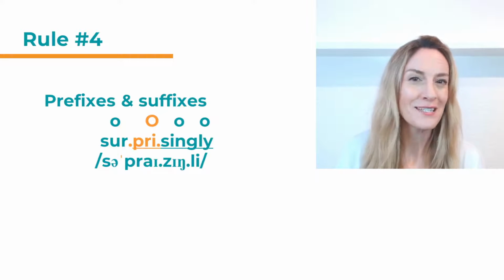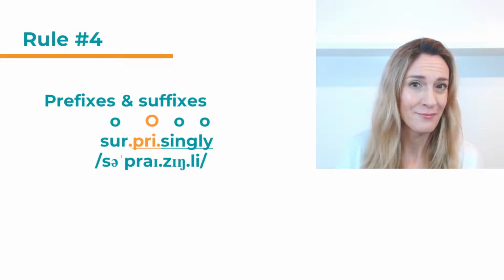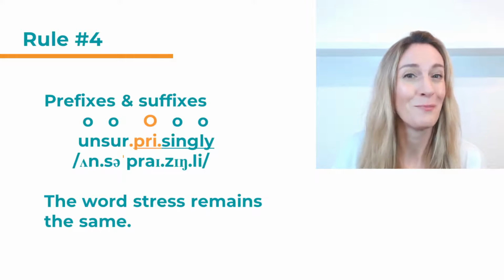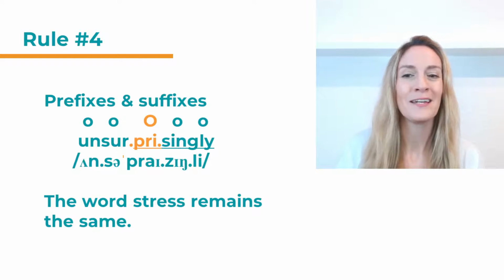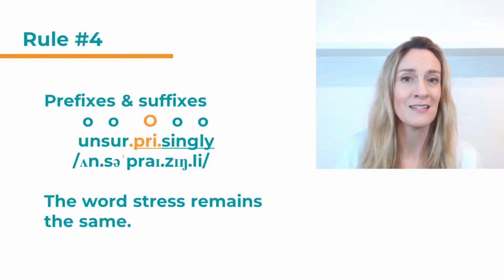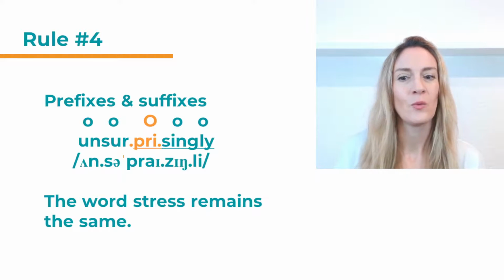And now what happens if we add a prefix? I'm going to add the prefix un: unsurprisingly, unsurprisingly. And unsurprisingly, the stress remains the same, only that now obviously it is the third syllable because we added another syllable with the prefix un to the word. So the word stress remains the same.